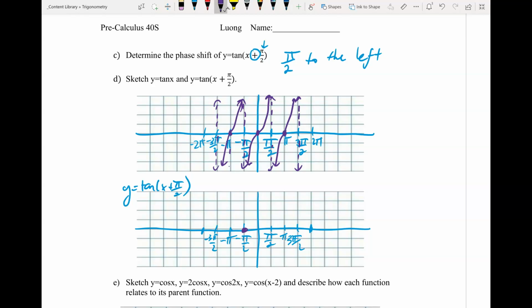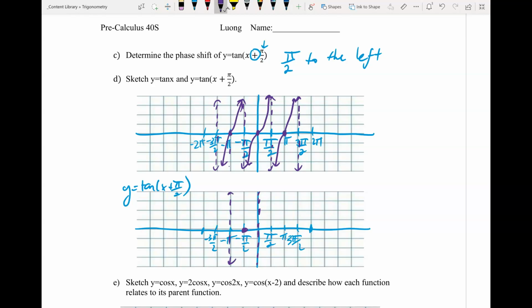I could also look at my pi over 2 asymptote. I'm going to move that pi over 2 to the left. So now it's going to be at the y-axis instead. Also, I'll look at negative pi over 2 asymptote originally and move it pi over 2 to the left, so now it's going to be at negative pi.